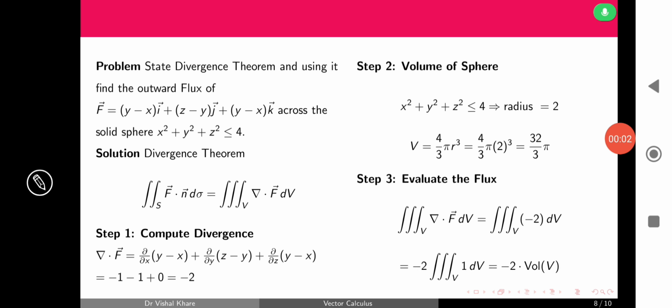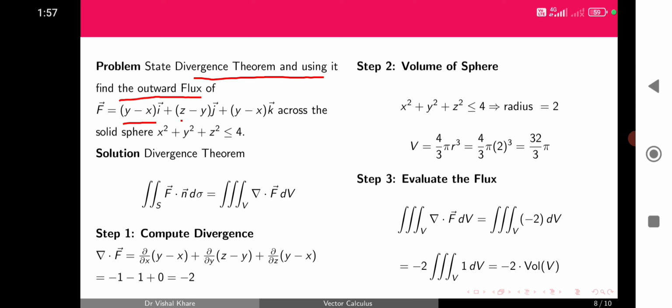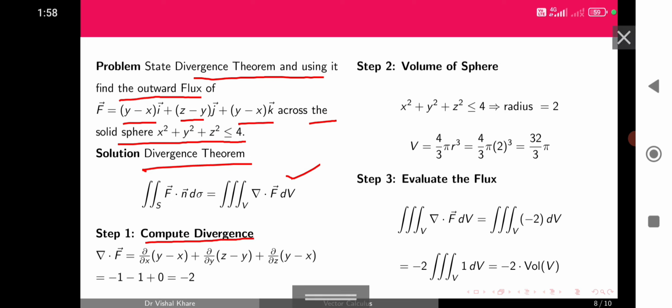Next example: state the divergence theorem and use it to find the outward flux of f equal to (y minus x) i plus (z minus y) j plus (y minus x) k across the solid sphere x square plus y square plus z square less than or equal to 4. By the divergence theorem, the double integration is equal to this triple integration. First of all, we have to compute the divergence. Computing the divergence, we get minus 2, and the volume of the sphere x square plus y square plus z square less than or equal to 4: the radius is 2, so the volume is equal to 32 by 3 pi.